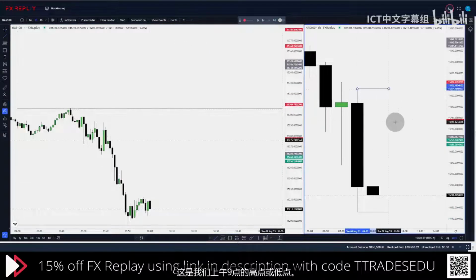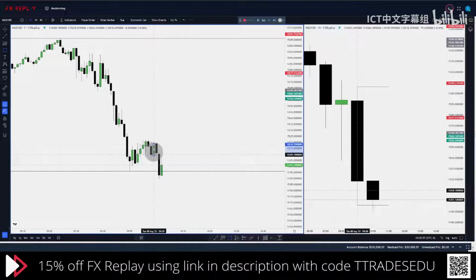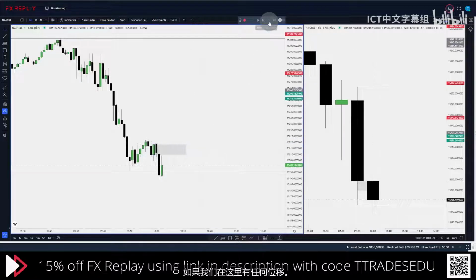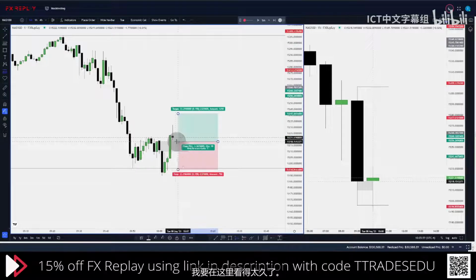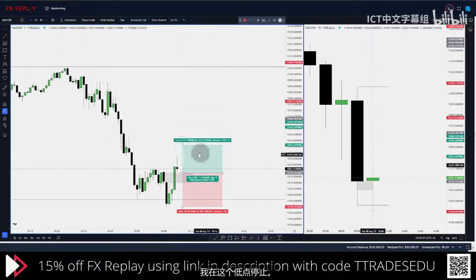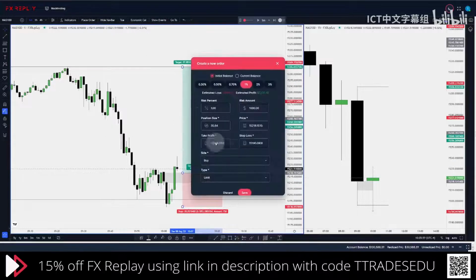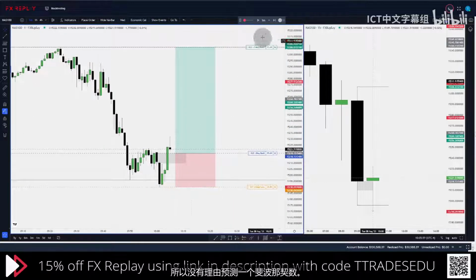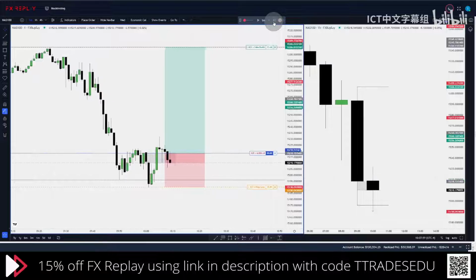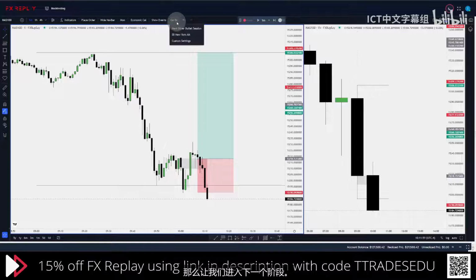Here's our 9 a.m. high or low. So there's a sweep. Let's see if we get any displacement up here. Okay. I'm going to look to long right here. I stop on this low. Target the other side of this range. And that's just at 3R, so no reason to project a fib. So we're in there and stopped out. So let's go to the next session.